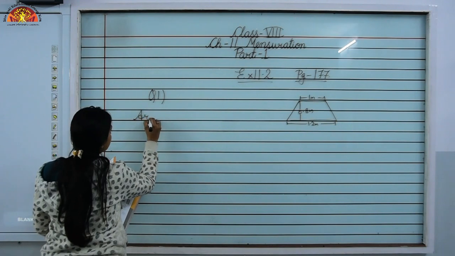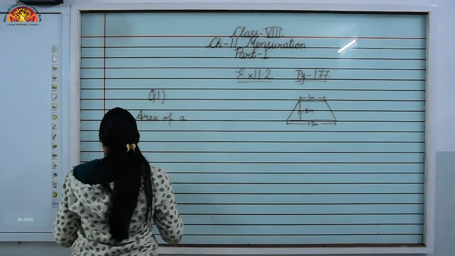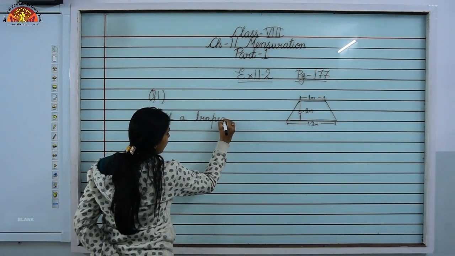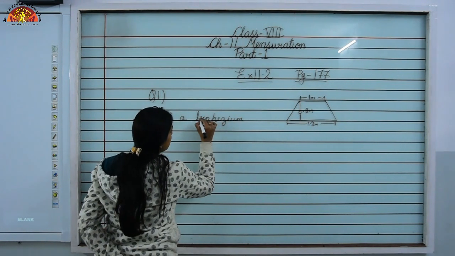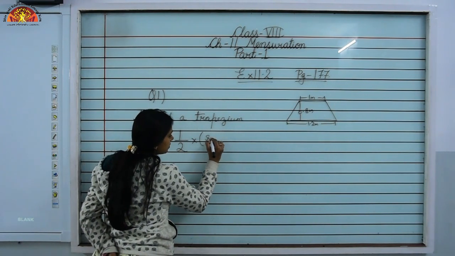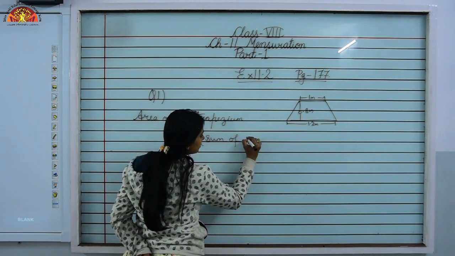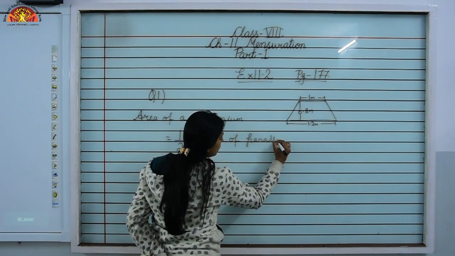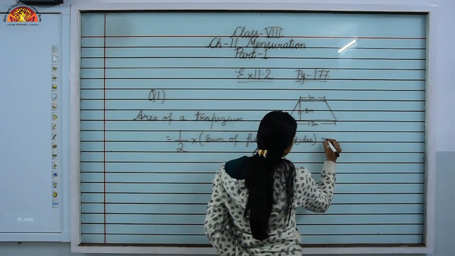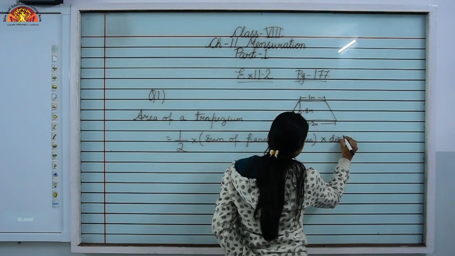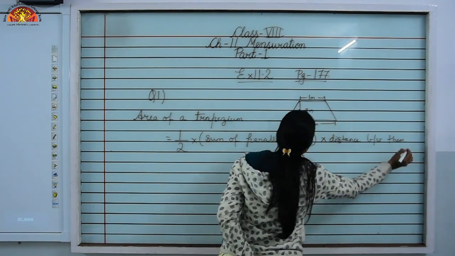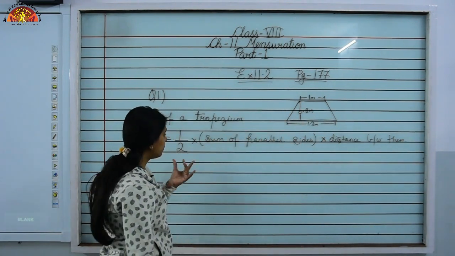So you can write area of a trapezium is equal to half into sum of the parallel sides into distance between them. Now children, with the help of a figure, you can just substitute the values.